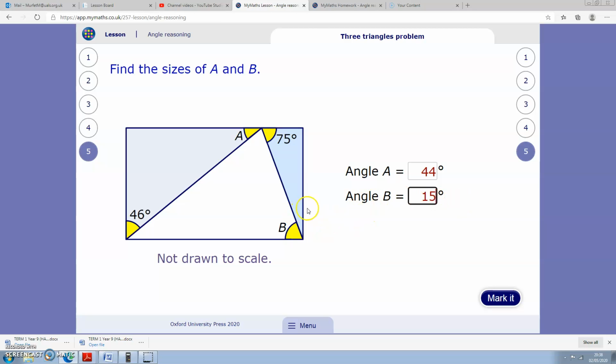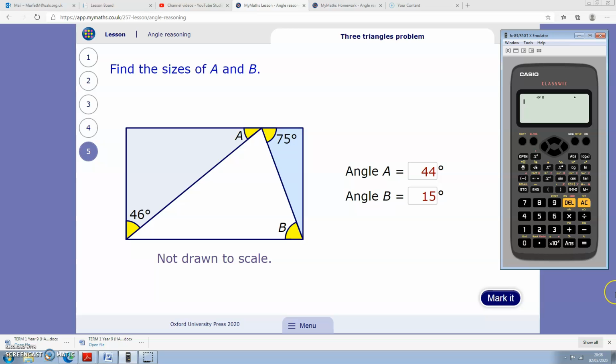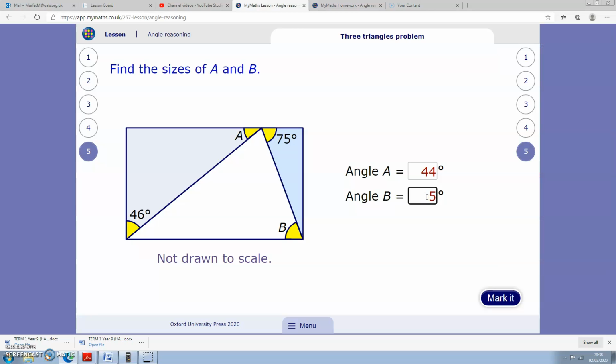Okay, so this bit's 15 degrees. Remember, this angle in total is 90 degrees, so I want to take 15 away from 90. So 90 subtract 15 gives me 75. So my angle B is going to be 75 degrees. Okay. And that's it.